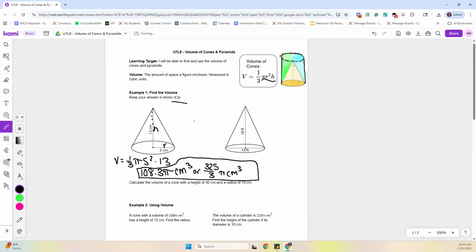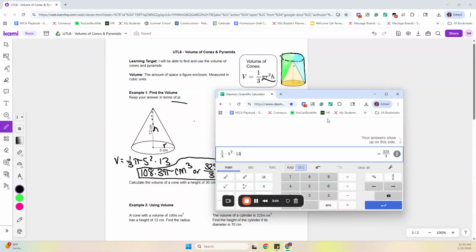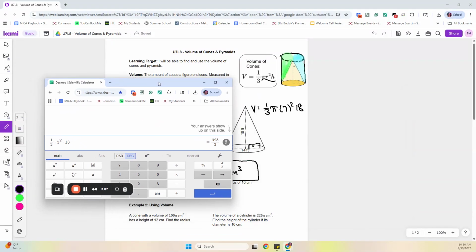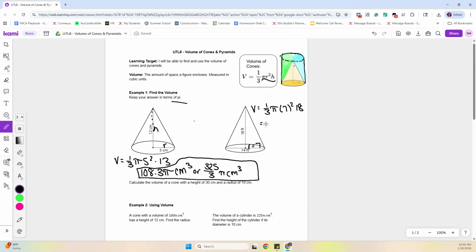For the next one, just be careful. They're giving you your diameter here, but I don't want a diameter, I want a radius. So my radius is half of that, so 7. So volume equals 1/3 pi. My radius is 7 squared times my height, which is 18. So we can multiply all those numbers together. So we're going to get 1/3 times 7 squared, which is 49, times our height, which is 18. So we get 294 here. So our volume is 294 pi, and then this would be feet cubed.